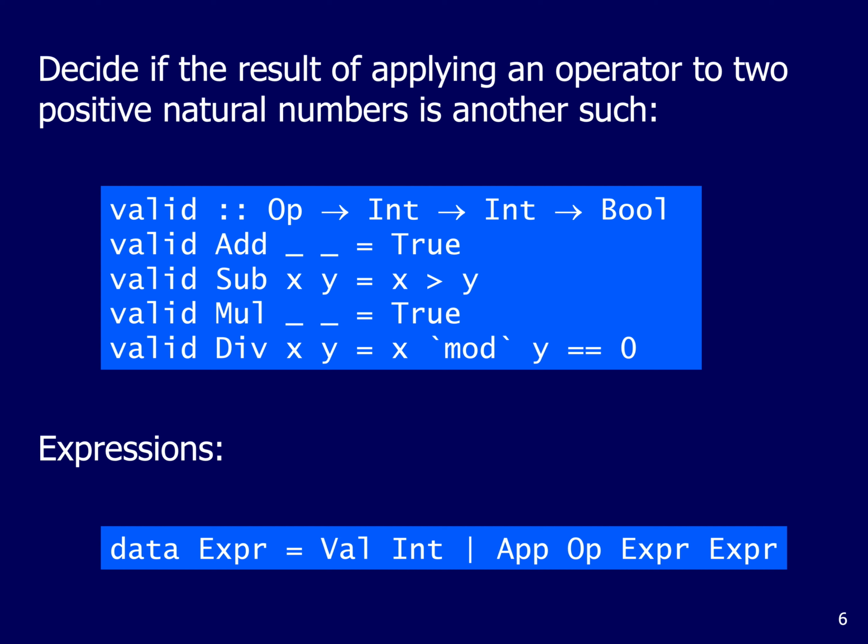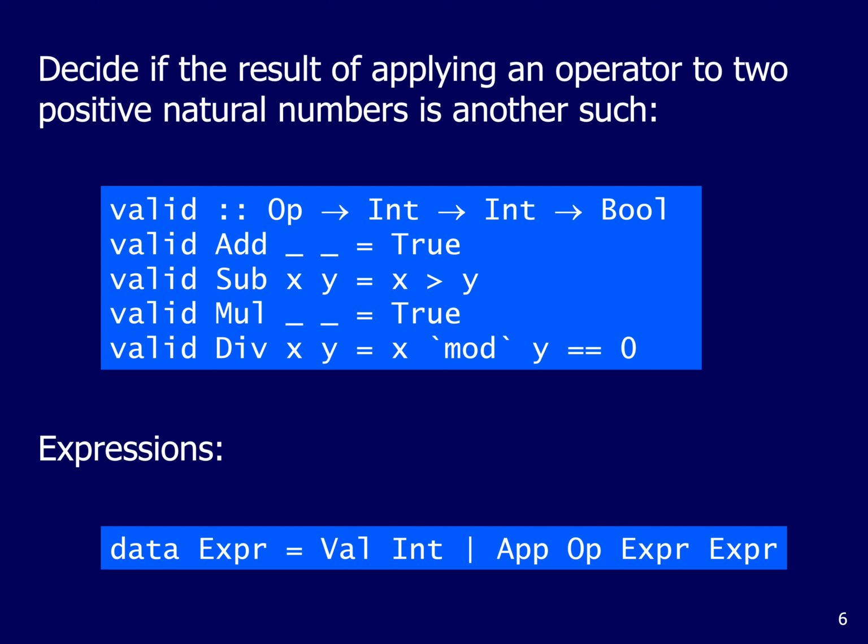So the first case says if you apply the add operator to two integers that you don't care about, so I've used the wildcard pattern here, then that's always going to be successful, so we just give back the result true. And it's exactly the same in the multiply case. That's the third case. If you multiply any two positive natural numbers, you will always get another one, so we can simply return true in that case.